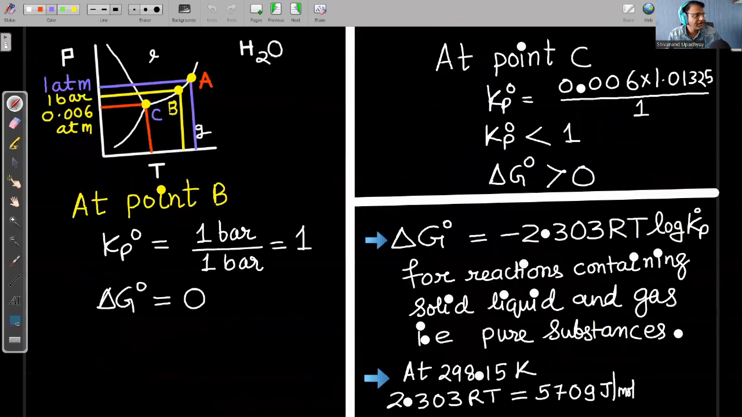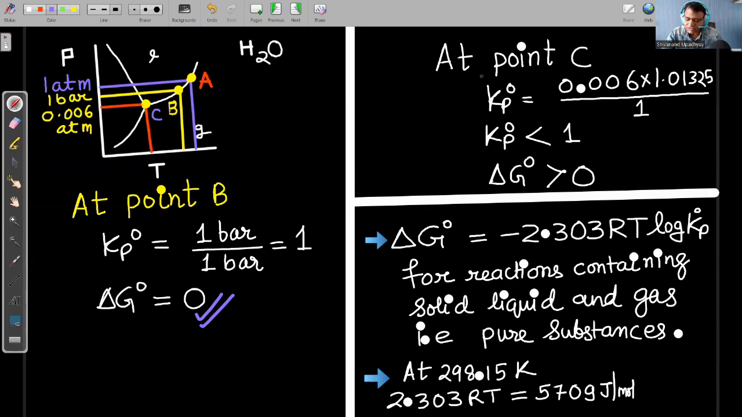In the same way, we can write for point B. At point B, we can see this is the normal standard boiling temperature. Pressure is 1 bar. So Kp naught is equal to the pressure at equilibrium, 1 bar, divided by standard pressure. So Kp naught is 1, so delta G naught is 0. So at the standard boiling point of water, delta G is equal to 0, and delta G naught is also equal to 0.